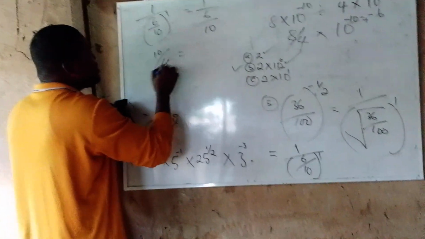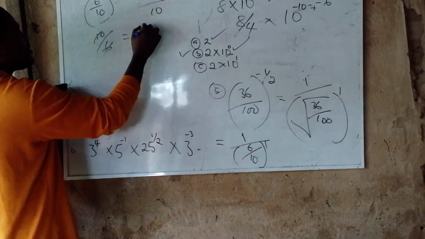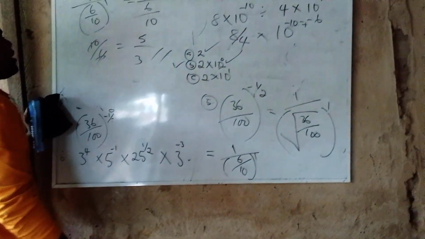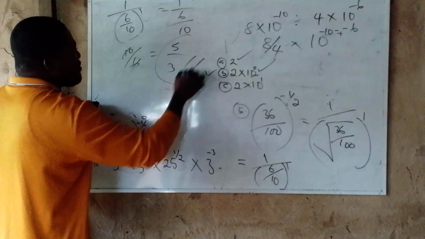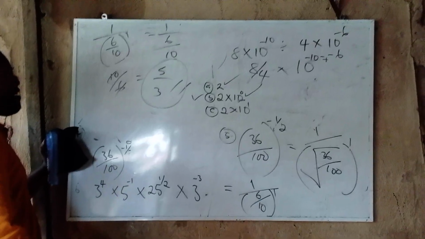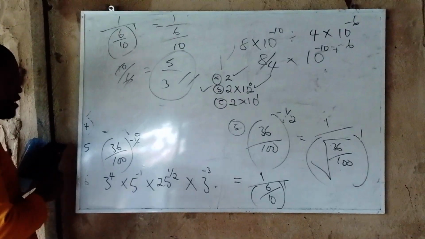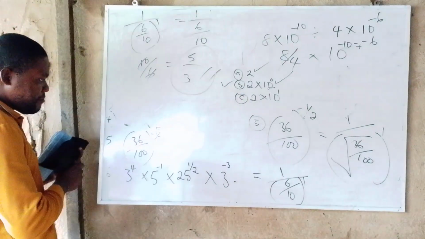Then 2 here is 3, 2 here is 5. My answer is 5 over 3. Look at my answer: 5 over 3 in fraction is my answer. So that is that for this one.